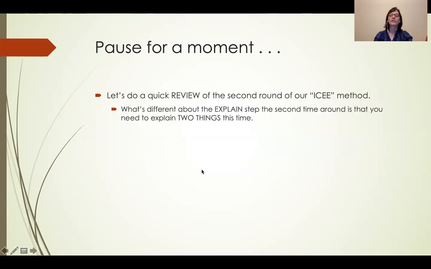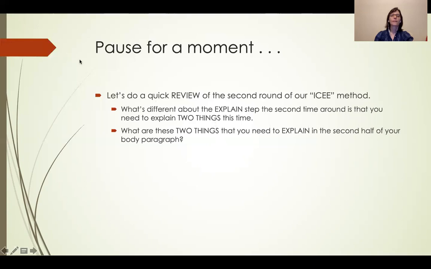Okay, next question. So what's different about the explain step the second time around, our second E? Well, what is different about that explain step the second time around is that you need to explain 2 things this time, right? So with the first round of IC focused on text A, you're explaining how the quotation supports the claim you're making in the paragraph. Okay, here, when we do it the second time, we need to explain 2 things. Okay, I was getting a little ahead of myself that time.